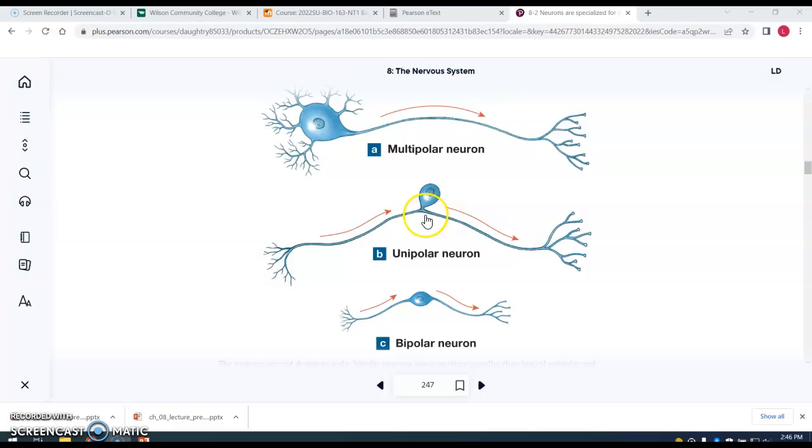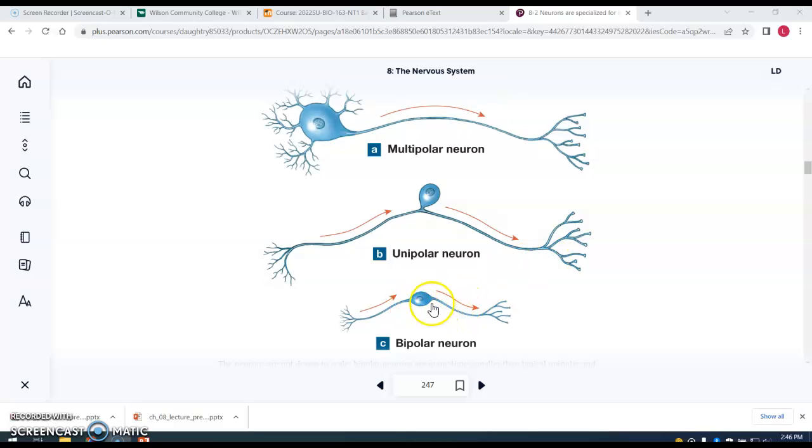In unipolar neurons, the cell body is off to the side. It's not connected directly to the dendrites and the axon. And then you have a single fiber. The dendrite is the part before the cell body, and the axon is after the cell body. But it's a single fiber. In other words, the dendrite and the axon are continuous with one another.